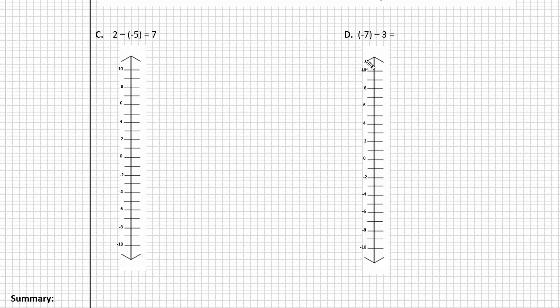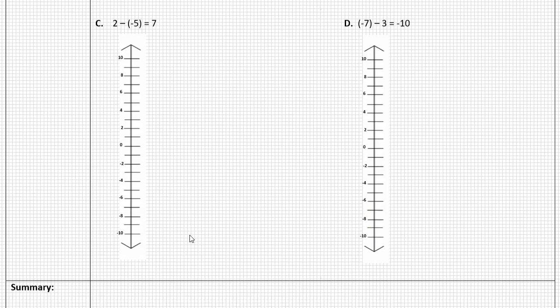Let's see how you did. We're going to start at negative 7. We're subtracting a positive 3, so I'm going to go down 3. 1, 2, 3, and I end at negative 10. So negative 7 subtract 3 is negative 10.